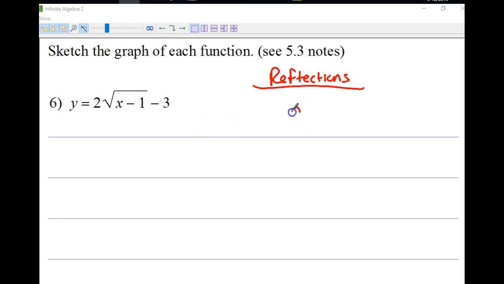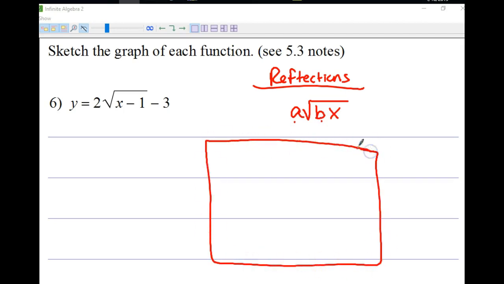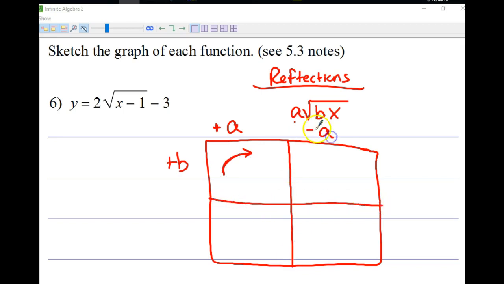So let's say I have this. I've got A on the outside and B on the inside. Reflections is what we're looking at here. If A is negative, then it flips the graph upside down, right? Well, actually, let's do positive A first. Let's say both A and B are positive. When A and B are positive, it just looks like this, normal, all right? But if the A is negative, then it flips it upside down so it looks like that, just so you know.